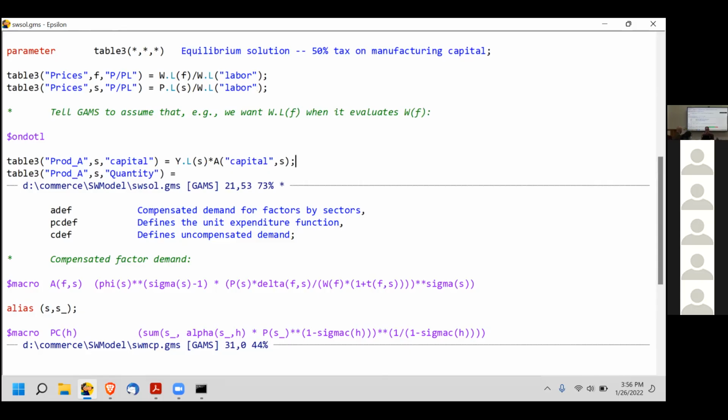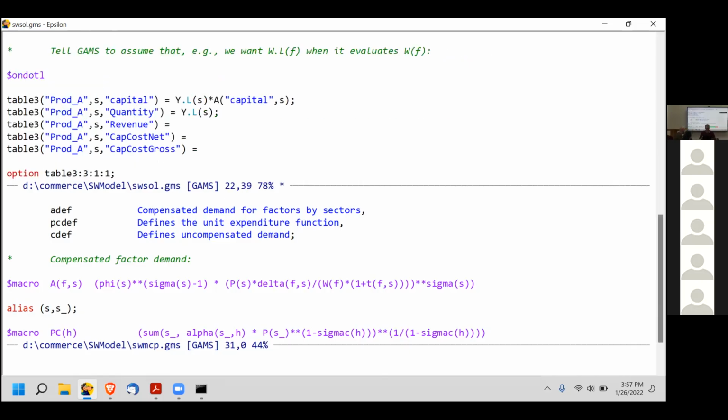It's important to note that the stuff in double quotes we're treating as singletons. Those are just single items that we're leaving. And the ones that are not quoted, in this case the S, are generated from manufacturers and non-manufacturers. We're getting two of them. S is the set of sectors. And now the output is going to be Y.L of S.